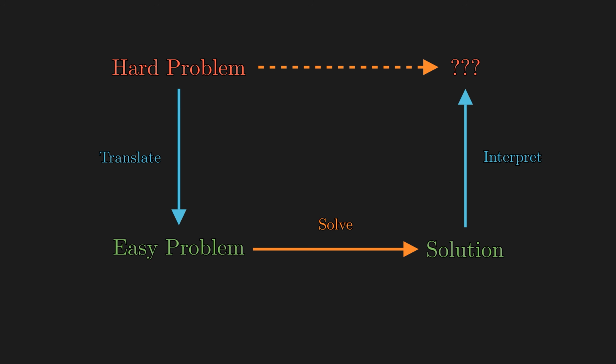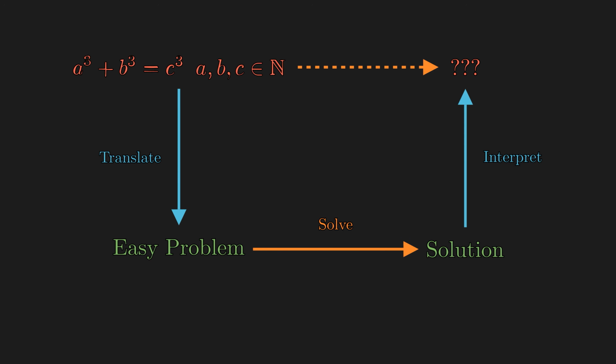This general process is like a mathematical backdoor, which can be applied to most mathematical problems. It's rarely the solve step that is the hard part, but the true challenge is finding an appropriate easy problem that would solve the hard problem.